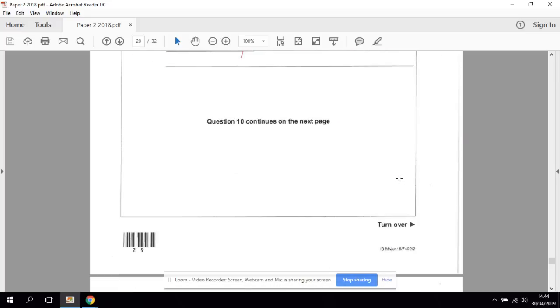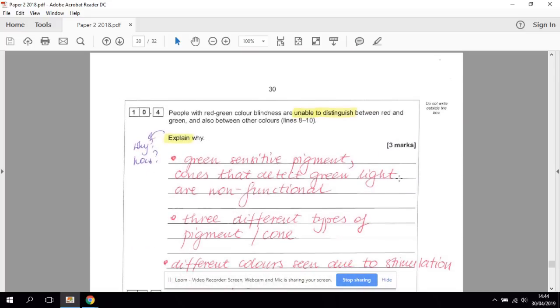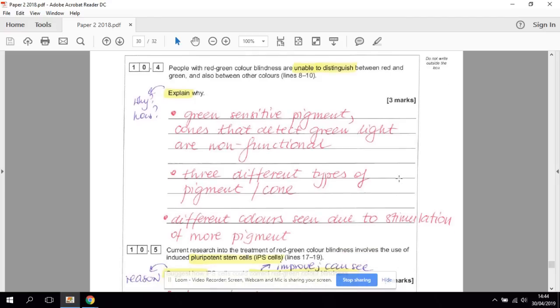Right, so the next part of this question: people with red-green color blindness are unable to distinguish between red and green, and also between other colors. So why? We are recalling our knowledge about the sensitivity of those cells. The green-sensitive pigment cones that detect green light are non-functional, which we read about in this long pathway, and 3 different types of pigment are here. We also have 3 different types of cone cells, so different colors can be seen due to the stimulation of more pigment.